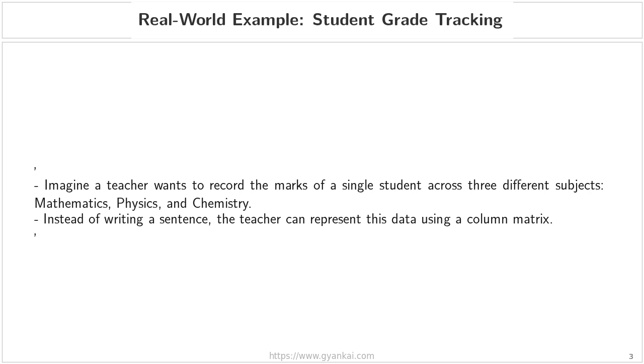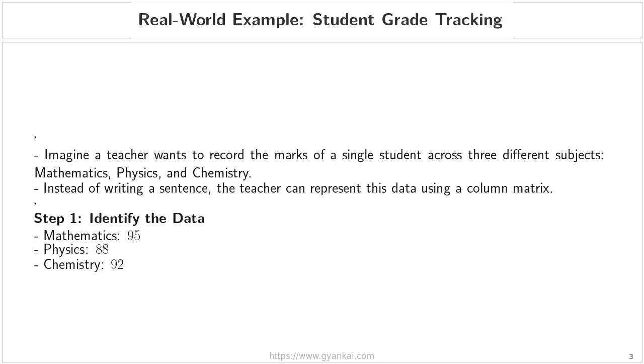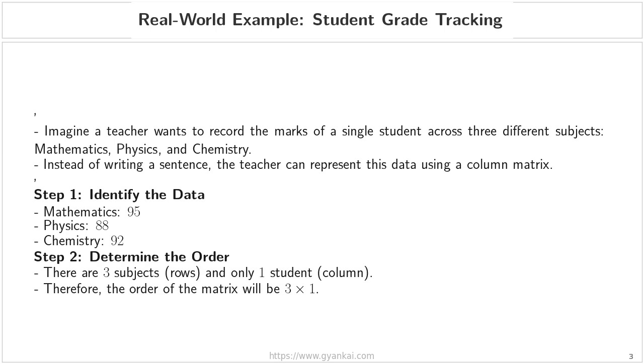Let us walk through this process in 3 simple steps. Step 1 is to identify the data. In this case, the student has scored 95 in mathematics, 88 in physics, and 92 in chemistry. Step 2 is to determine the order of the matrix. As we learned in the previous slide, the order is defined by the number of rows and columns. Here, we have 3 subjects, which will serve as our 3 rows, and since we are recording data for only one student, we have exactly one column. Therefore, the order of the matrix will be 3 by 1.